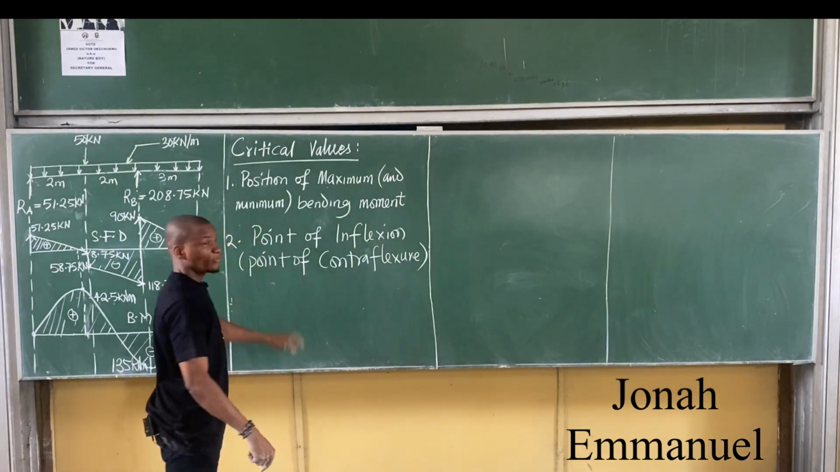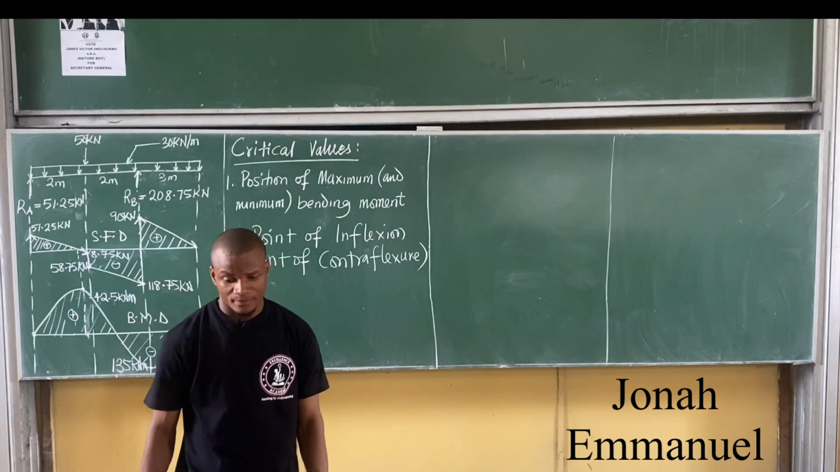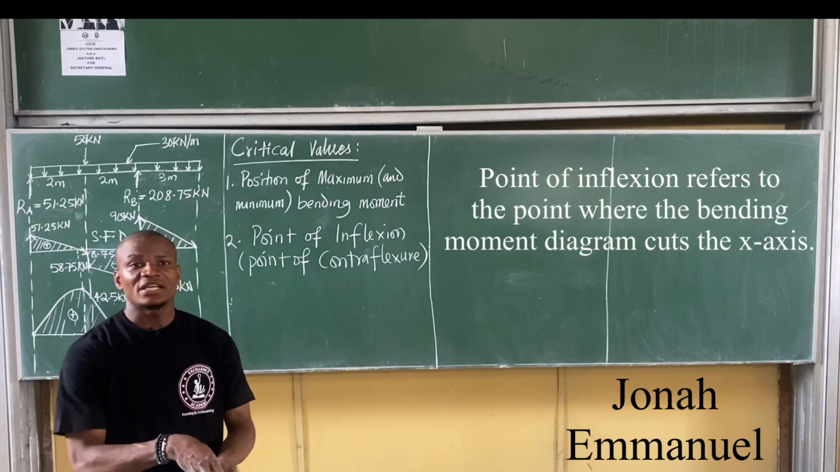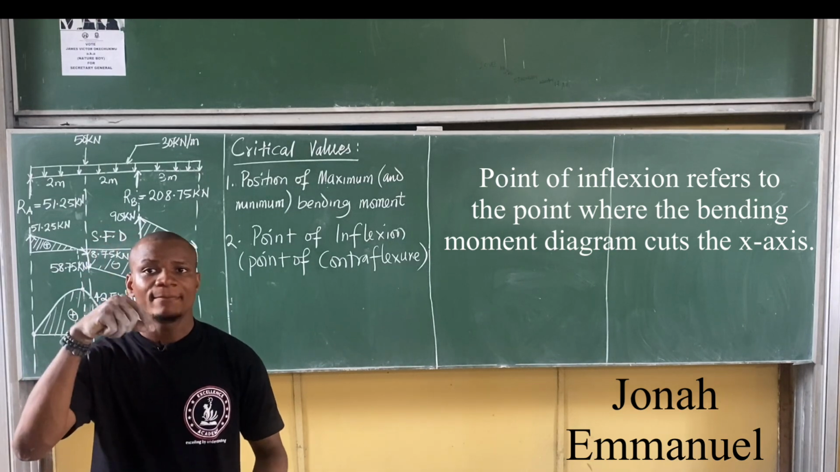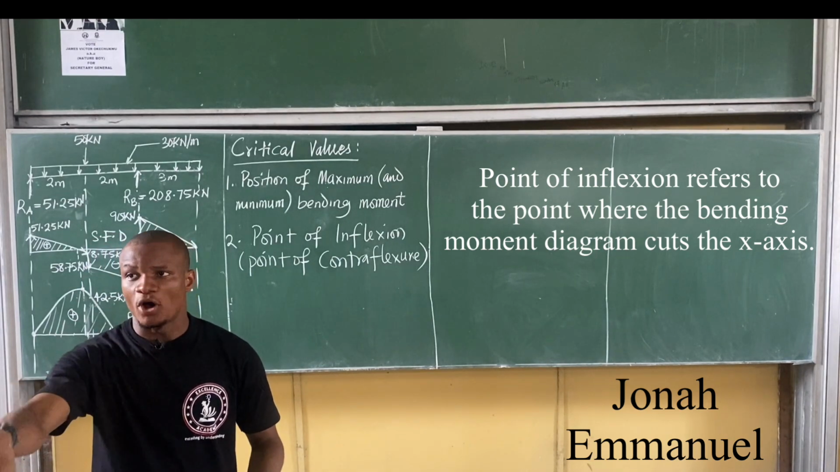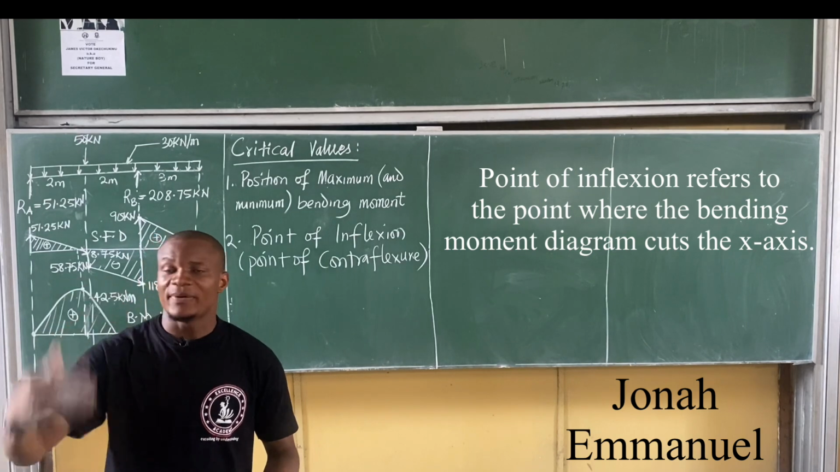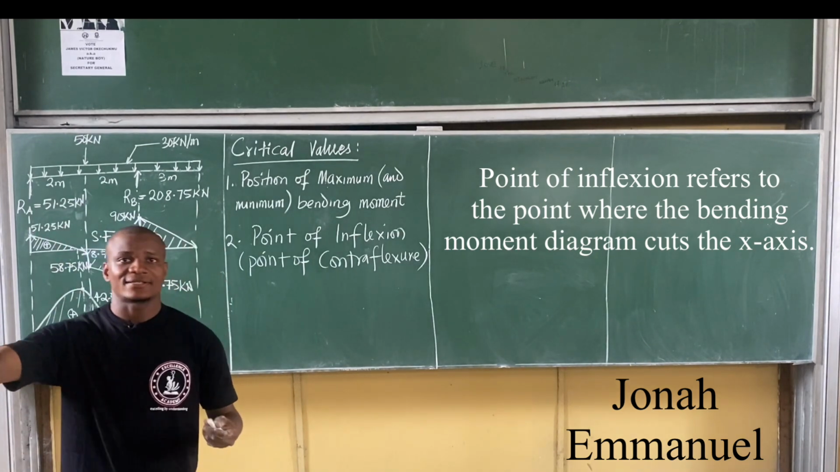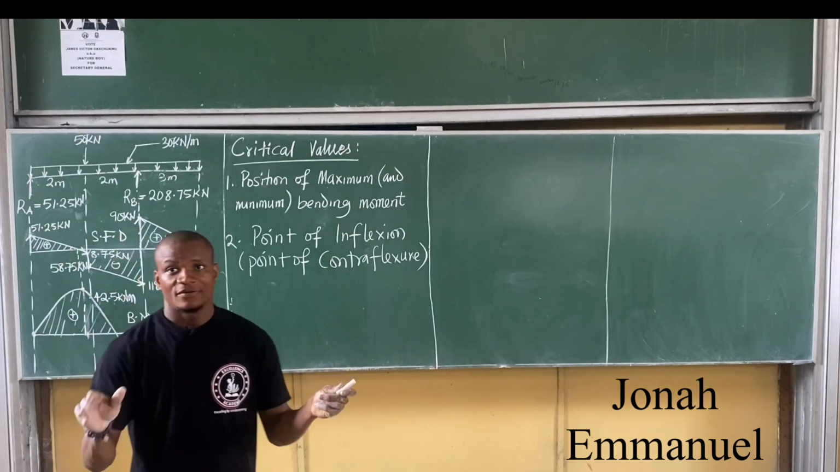Number 2, point of inflection. What does it mean? This refers to the point where the bending moment diagram cuts the x-axis. Full stop. That's all.